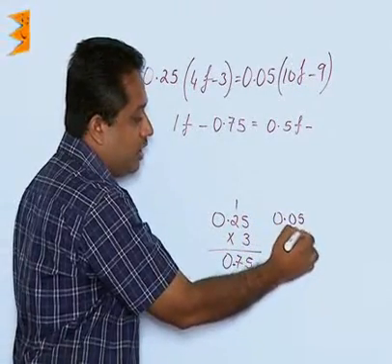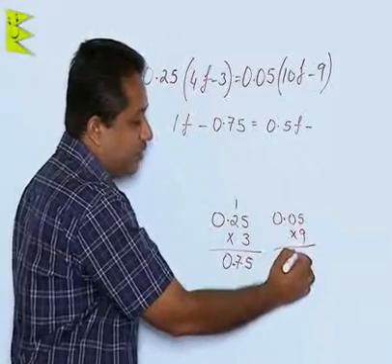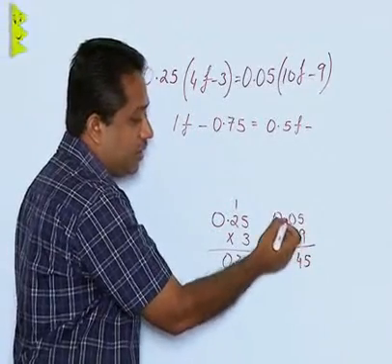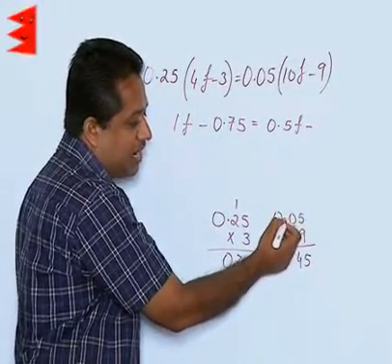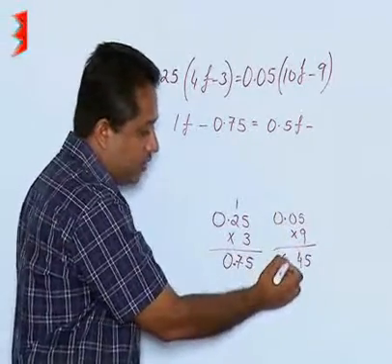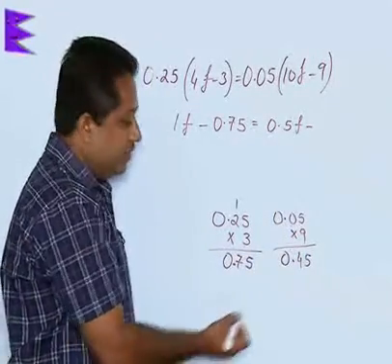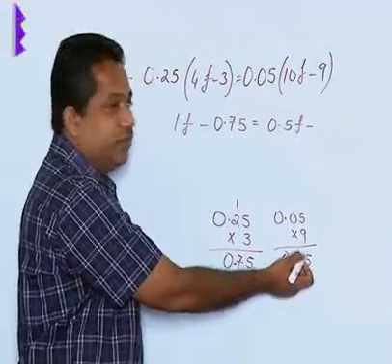0.05 into 9 we know is 9 5s are 45, but there are two numbers after the decimal, so your answer also will have two numbers after the decimal. So this will be 0.45.